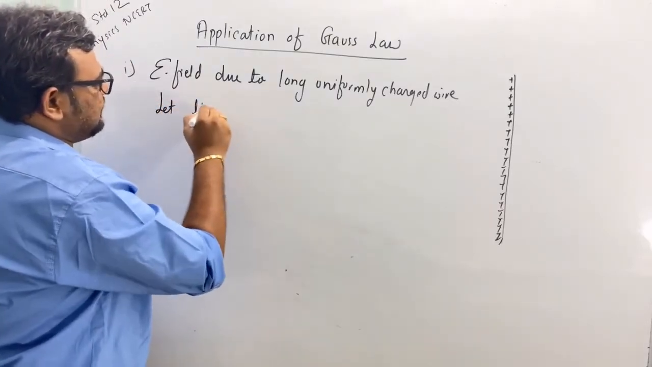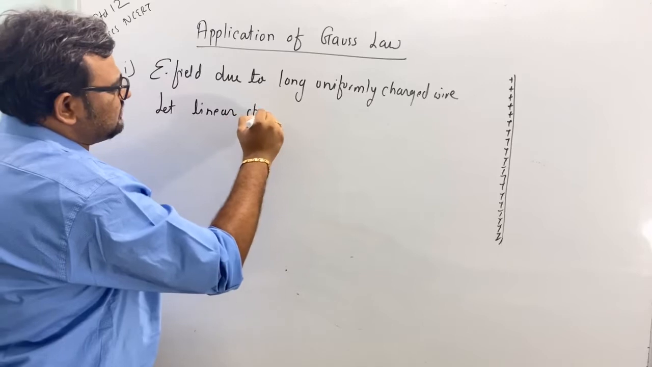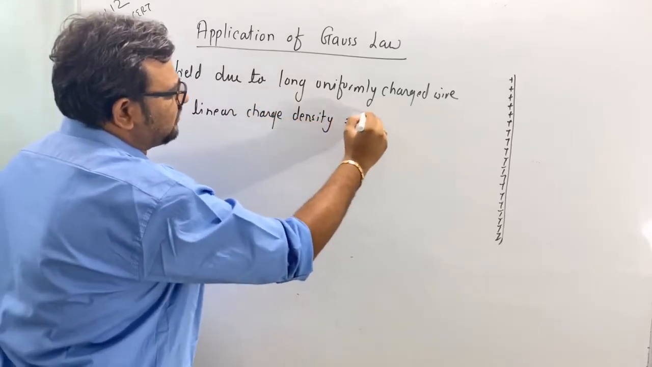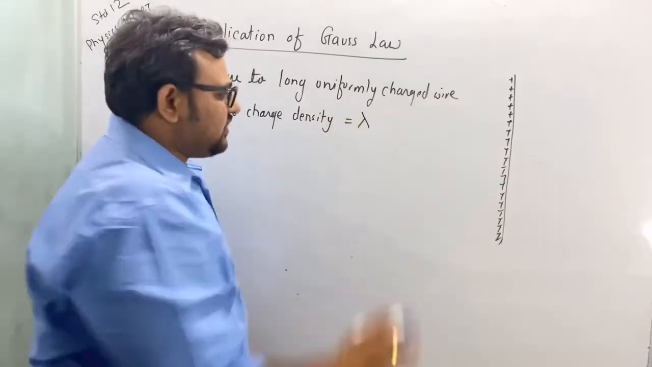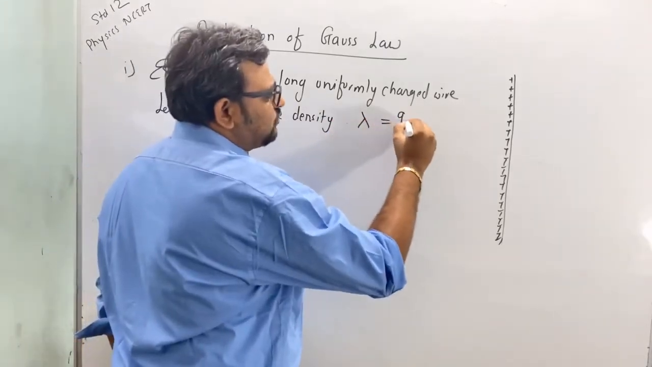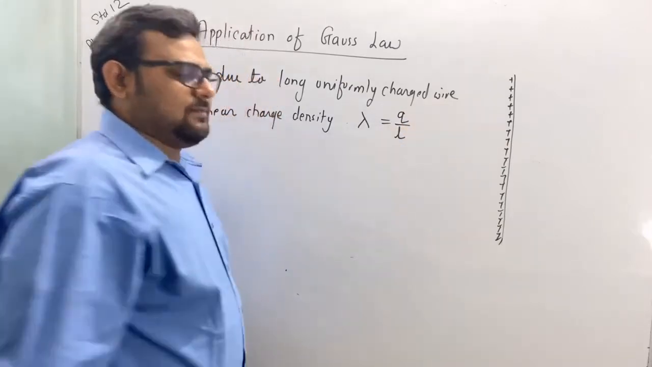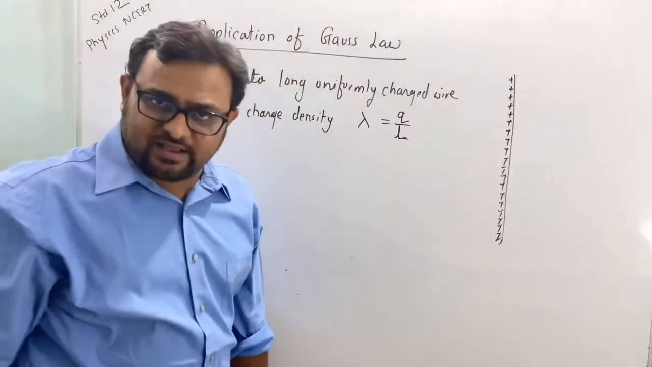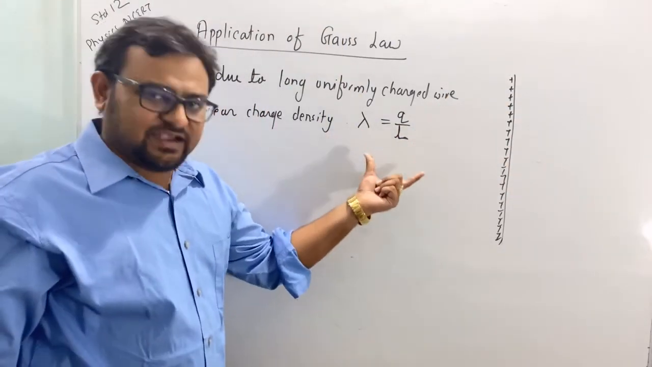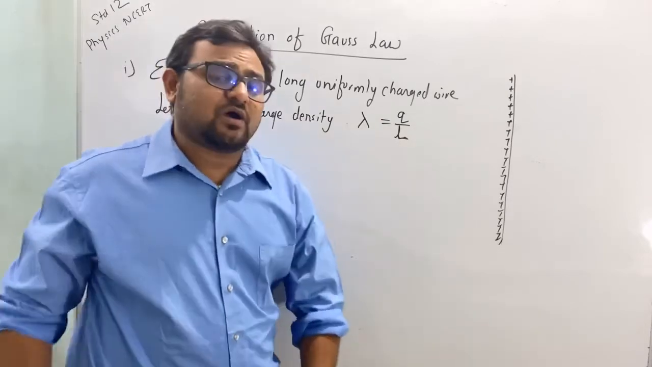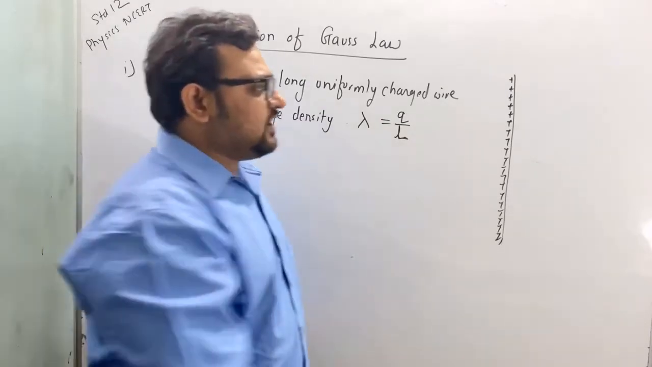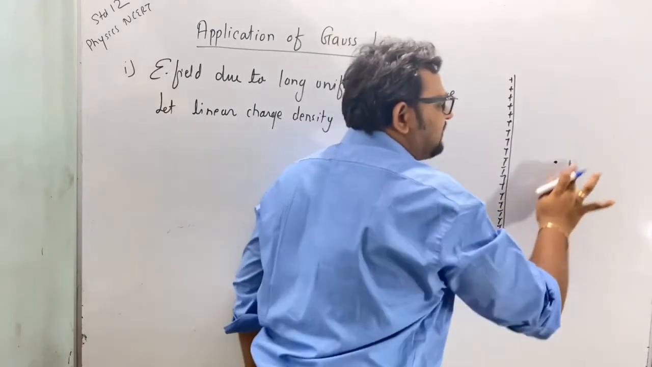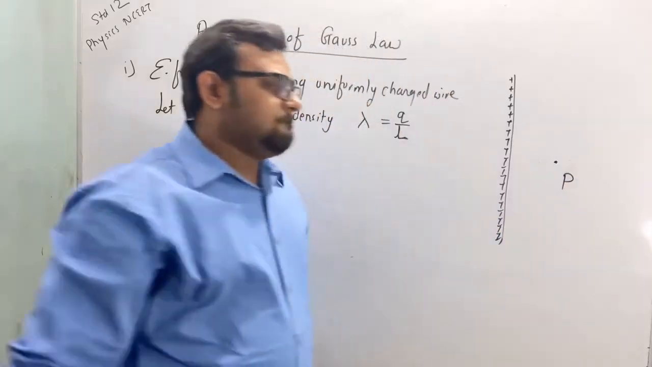Let the linear charge density equal lambda, and we take lambda equal to Q by L, where L is the total length of the wire. That is the linear charge density. Now how will we find the electric field? I want to find the electric field at this point P.